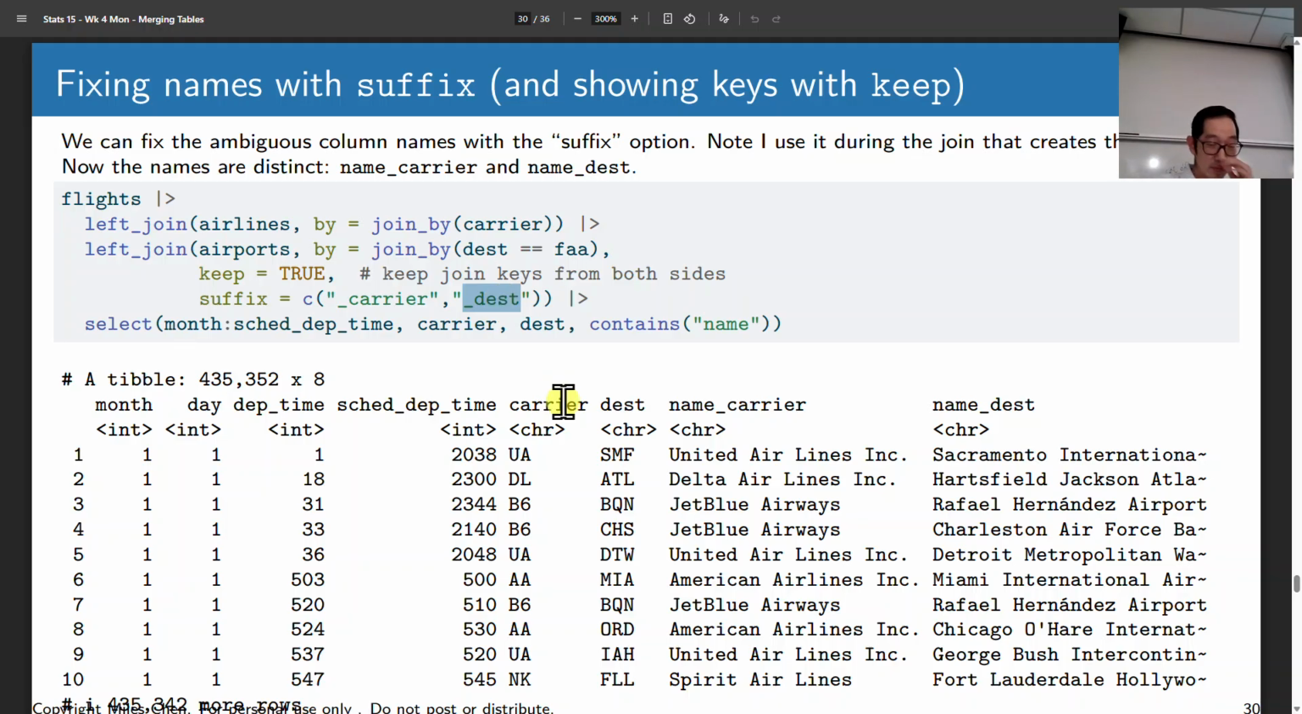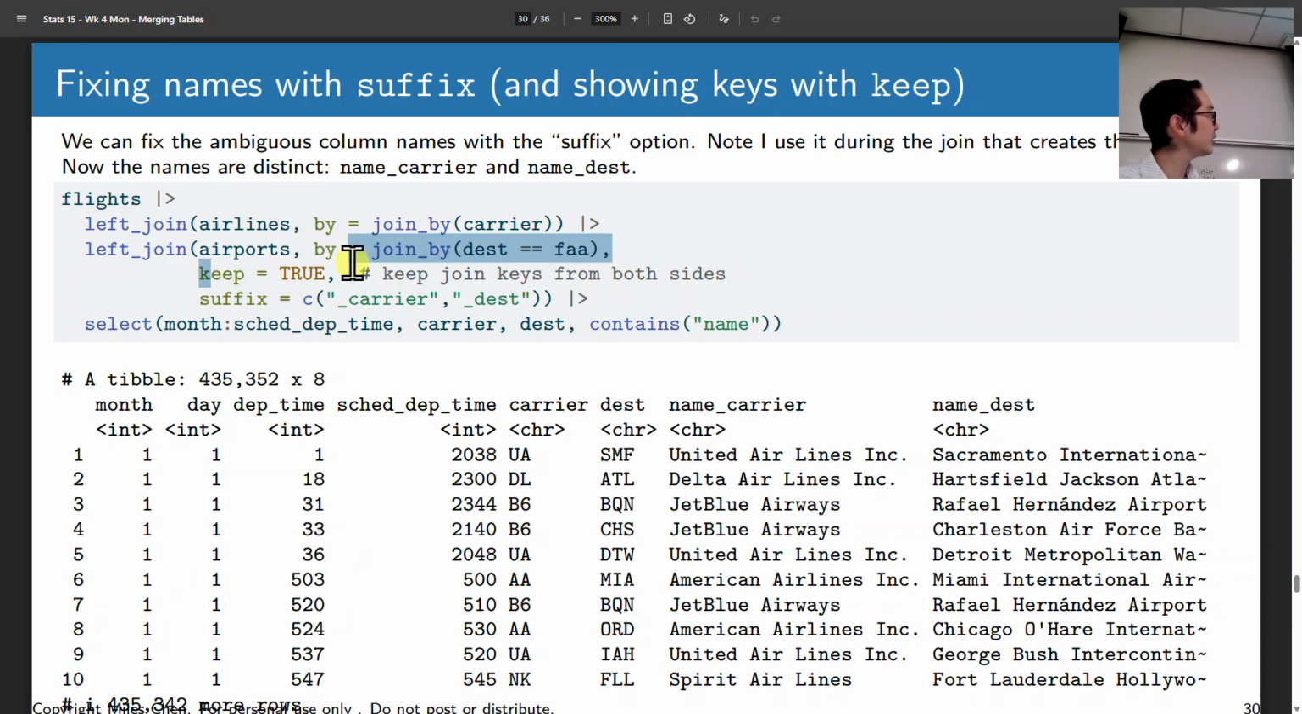Okay, so again, first we're joining the flight table with the airlines table, and we end up getting a column called name, and this is the name of the carrier. And then I'm going to take that resulting table, which has the airline name, and I'm left joining it with the airports table. And that also has a column called name. And so we're going to do underscore destination.